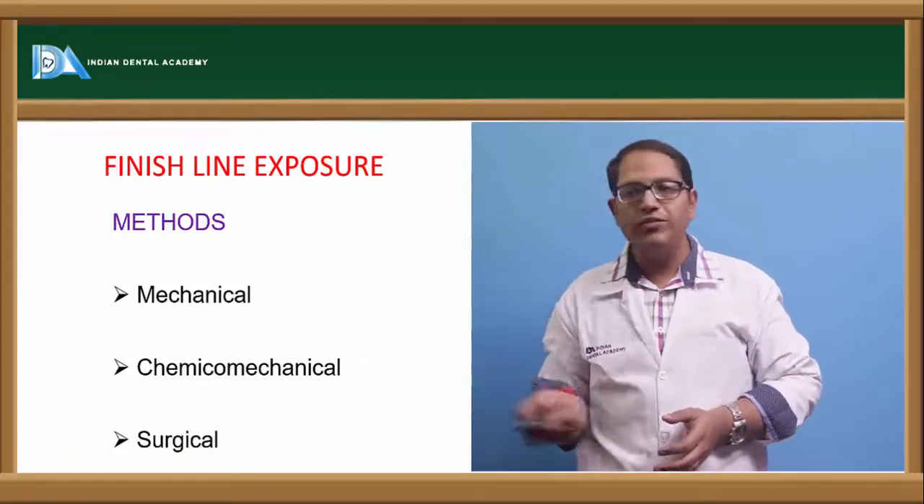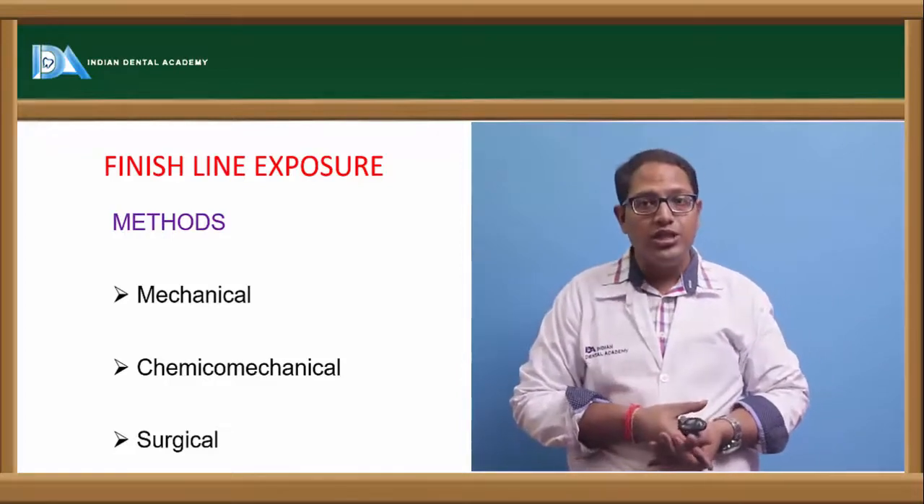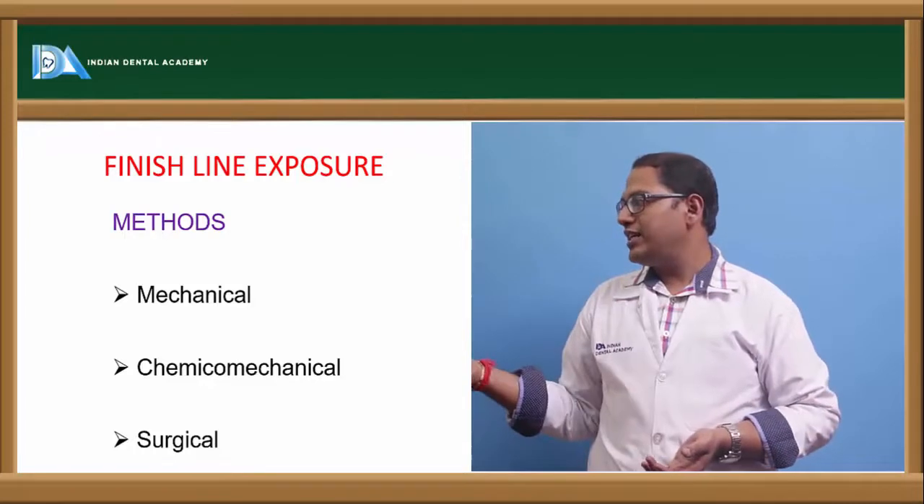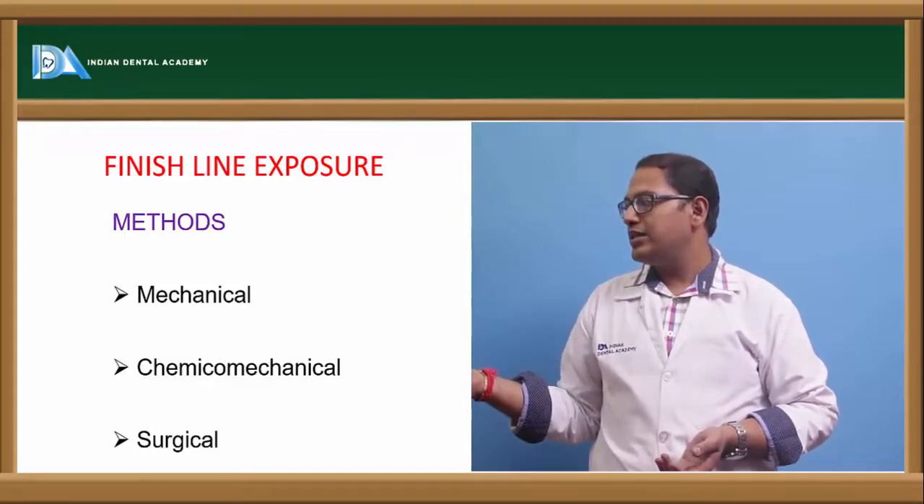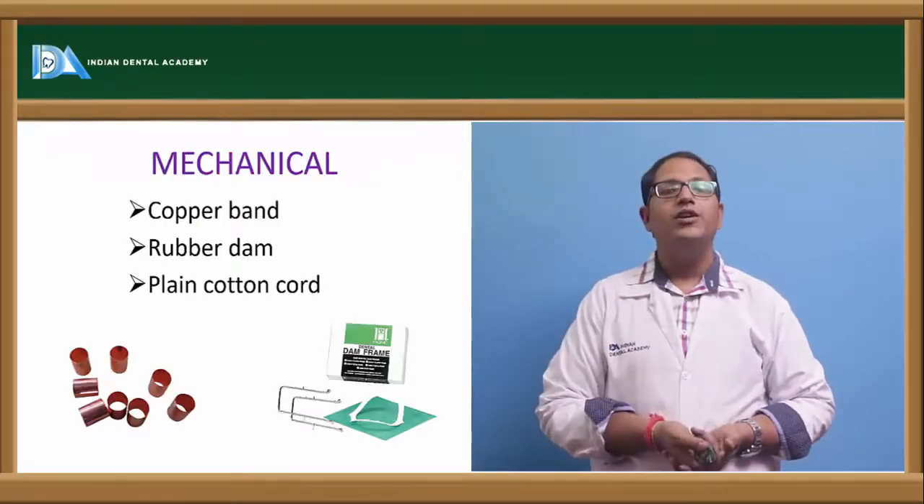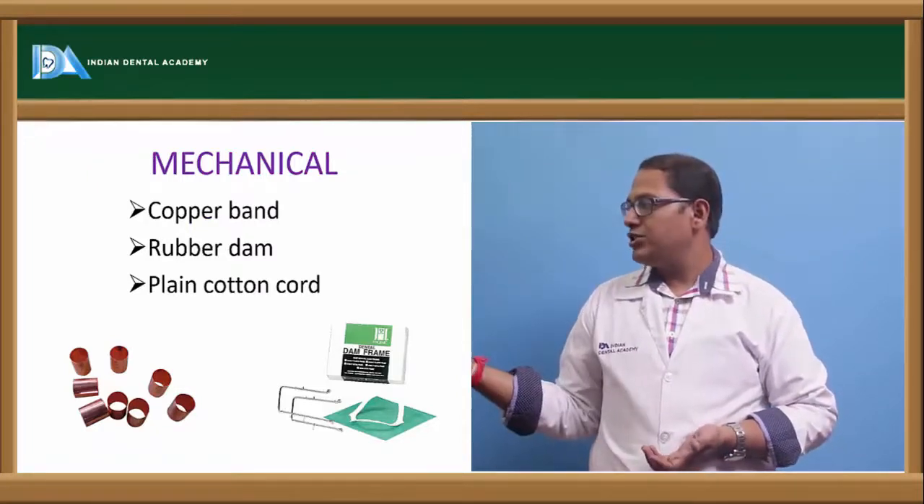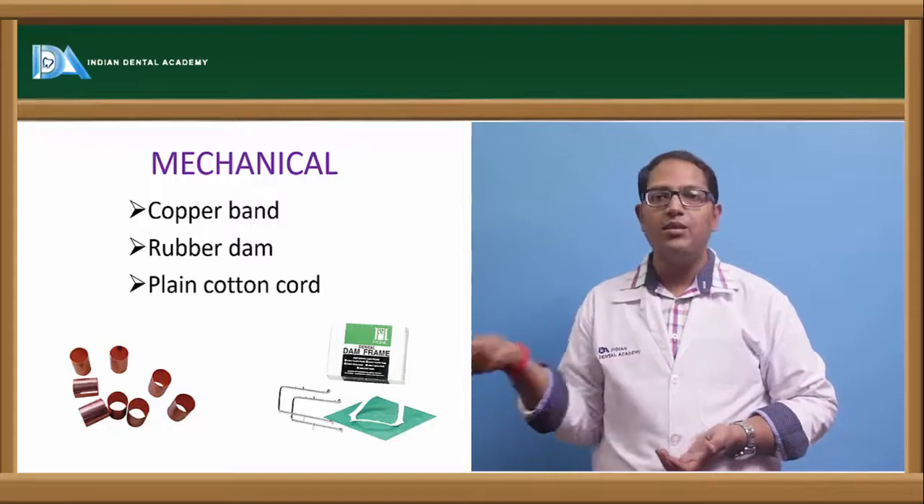So those are the differences. For that you require finish line exposure, and for that you have different methods and techniques. The different techniques are mechanical, chemomechanical, and surgical. Let's see mechanical techniques. Rubber dam, again, is the gold standard; it should not be the second option, it should always be the first option.